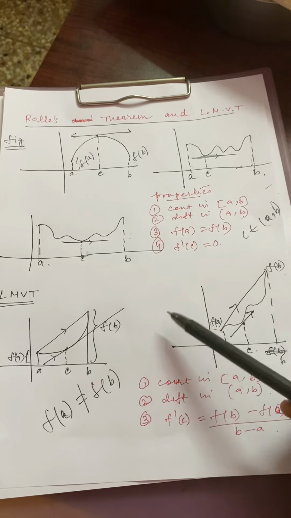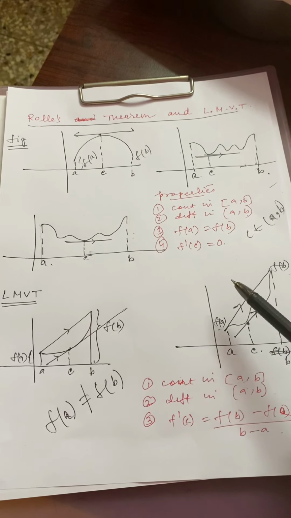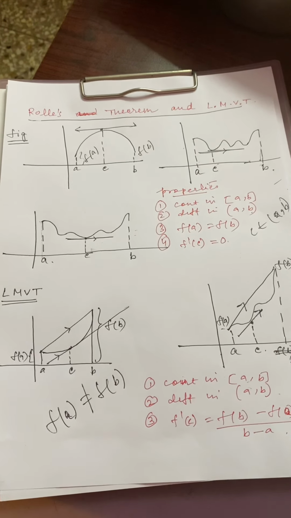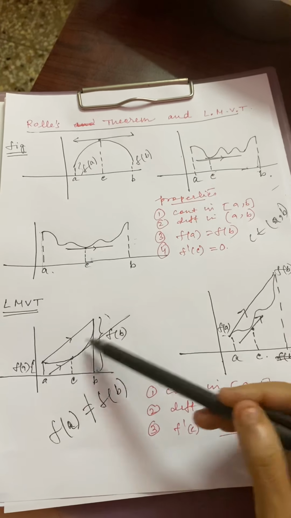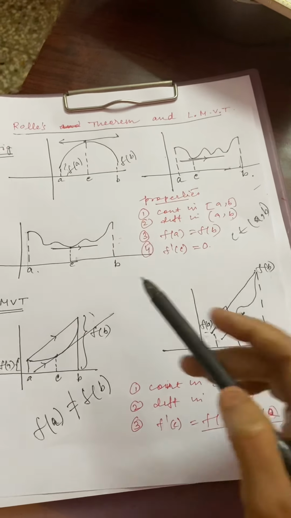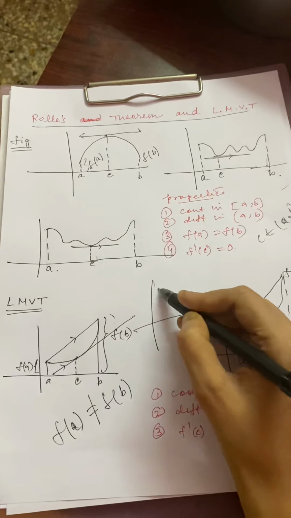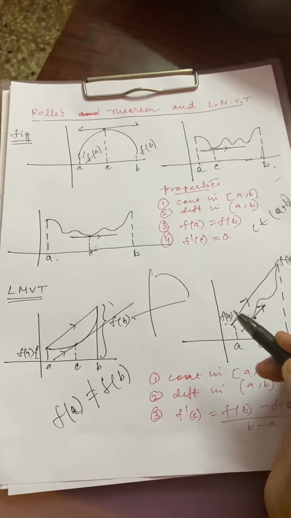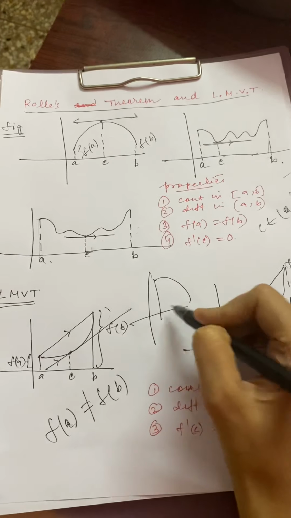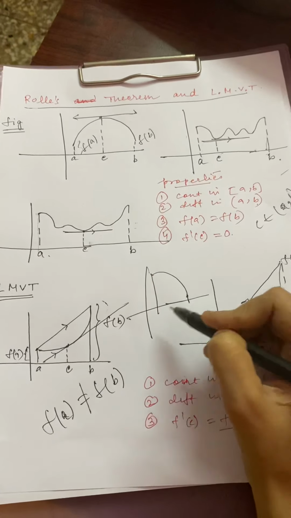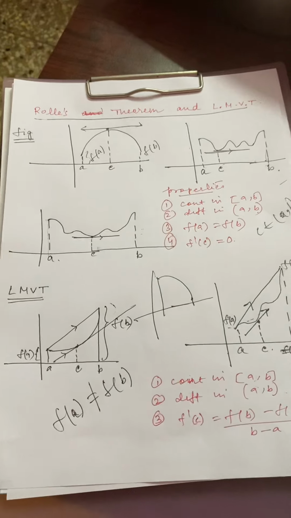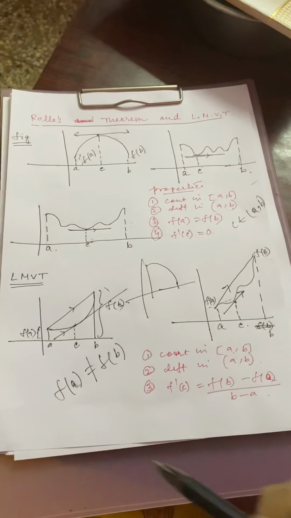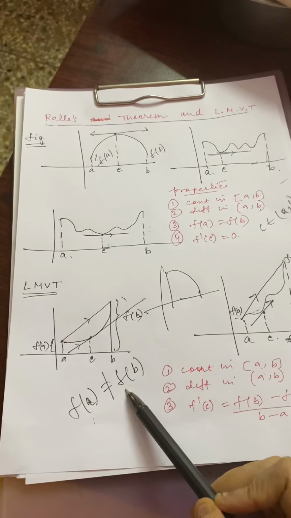Because f(a) and f(b) are not equal, it is very clear that the curve must be like this, or like this, or like this. It is not necessary that f(b) must be greater than f(a). The curve may be decreasing also. So f(a) is not equal to f(b).